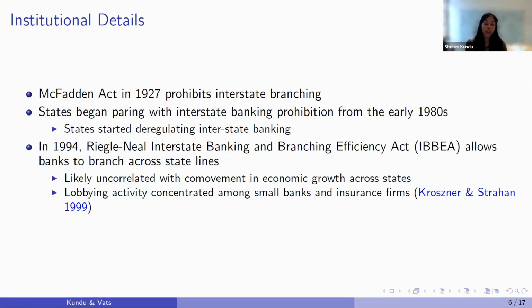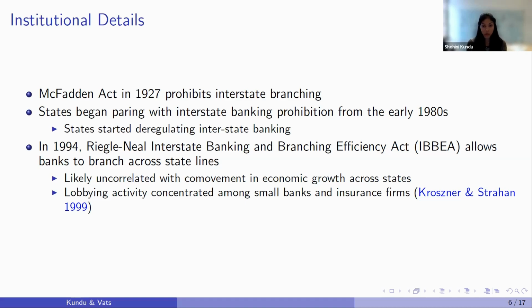So in 1927, the McFadden Act passed in the United States, which prohibited interstate branching, and only allowed national banks to branch within the states in which they were based. These prohibitions lasted until 1980. And states began getting rid of these prohibitions from the early 1980s, and they began deregulating on a bilateral basis.